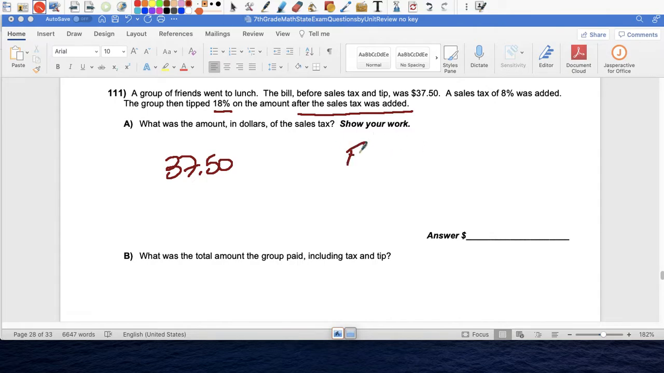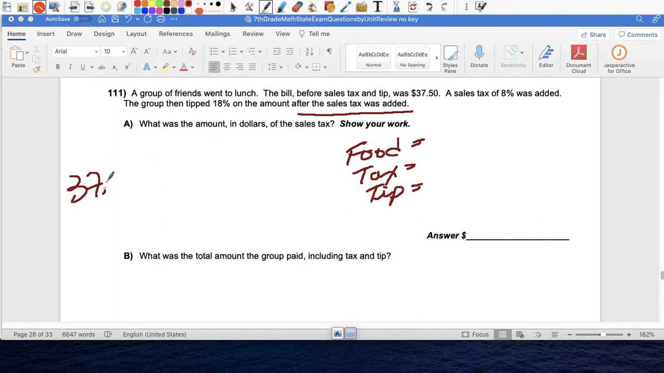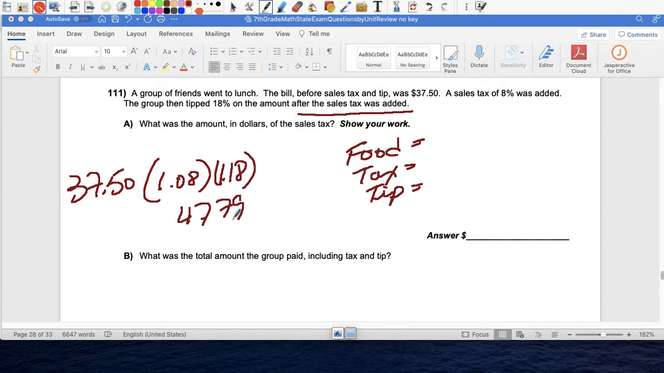Let's do it. So food, tax, and tip. In this particular problem, because the tax was added to the total of the sales tax and the food, you can actually just do this problem like this. 1.08 and then 1.18. So 37.5 times 1.08 times 1.18. That gives us a total of $47.79.